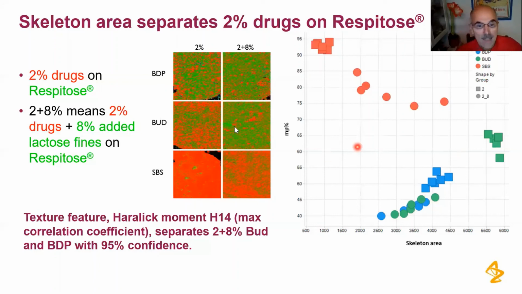What's surprising here, and this is surprising because it shows things you can't really easily pick out from the images, is that for the budesonide, these green squares over here, the one in the middle has the highest skeleton area, and that's because of that signal that's in between the pixels here.